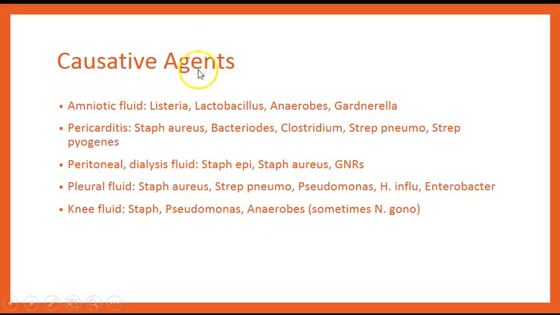The causative agents in amniotic fluid. This is the fluid that cushions the baby: Listeria, Lactobacillus, anaerobes, or Gardnerella. Pericarditis, that's around the heart: Staph aureus, Bacteroides, Clostridium, Strep pneumo, and Strep pyogenes. Peritoneal or dialysis fluid: Staph epi, Staph aureus, and gram-negative rods. The pleural fluid: Staph aureus, Strep pneumo, Pseudomonas, Haemophilus influenzae, and Enterobacter.